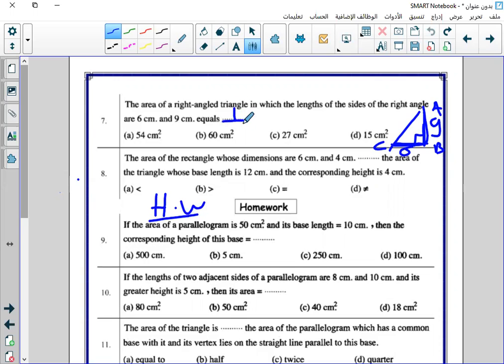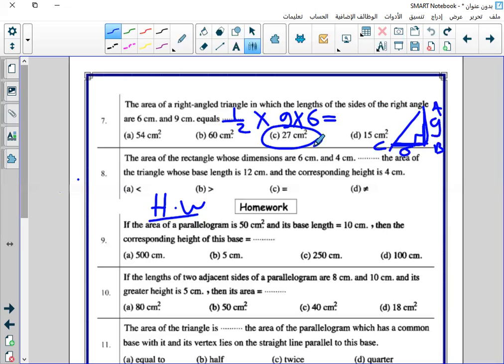Half times 9 times 6. Half times 9... sorry, half times 6 equals 3. 3 times 9 equals what? It will be 27. Yes, the result is 27 square centimeter.